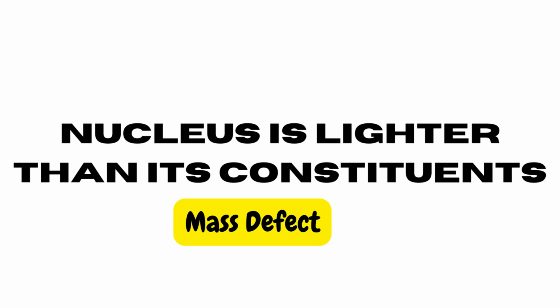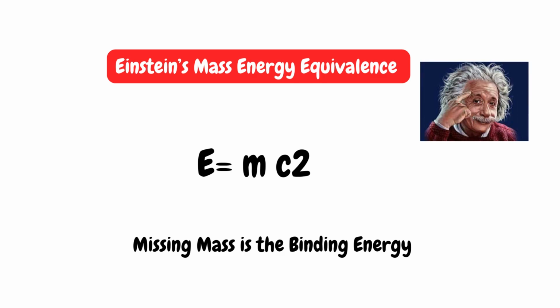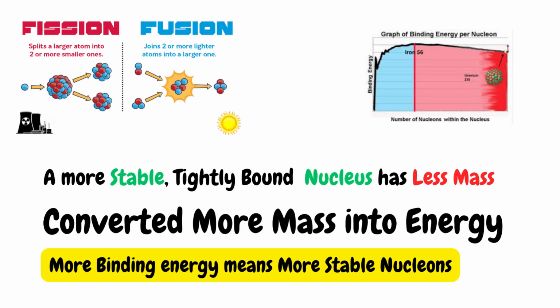Okay, so let's tie this all together step by step. First, we started with a puzzle. A nucleus weighs less than its individual parts. We call that the mass defect. Second, thanks to E equals mc squared, we figured out that this missing mass isn't missing at all. It's the binding energy that holds the nucleus together. And third, we saw that any reaction, fission or fusion, that creates a new nucleus that's more tightly bound, that's higher up the curve, is going to release some of that stored energy into the world.